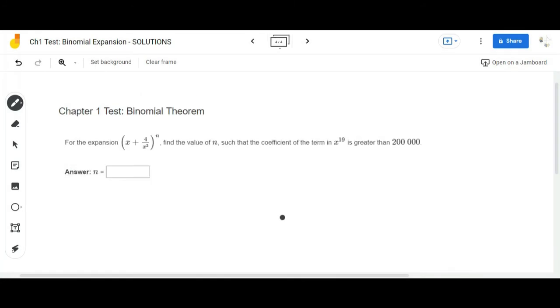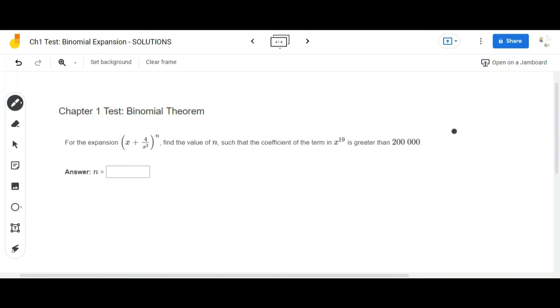Okay, and the last question, and this was a tough one to say the least. Anyway, we have a binomial here. We do not know the n, which is always problematic, and we're looking for an x to the power 19 term, trying to secure a coefficient bigger than 200,000. So I guess you have several options open to you.